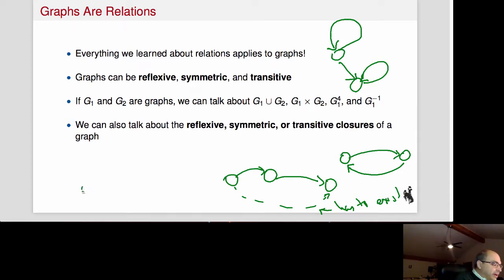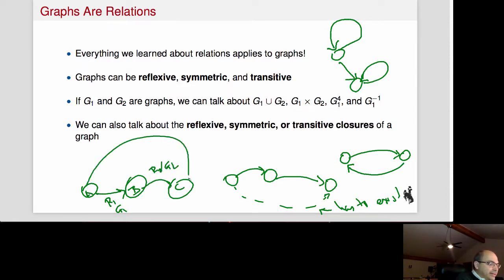And then if I have A, B, and C, where this is an edge in R1 or G1, and this is an edge in R2 or G2, then this is an edge in R1 cross R2, or if you will, G1 cross G2. So that's what it means to take the cross product. Easy, right? What about G1 to the fourth? Just take it 4 times, and you'll get G1 to the fourth. How about G1 inverse? Swap the direction of all the arrows. That's it. So all of those properties apply to graphs.